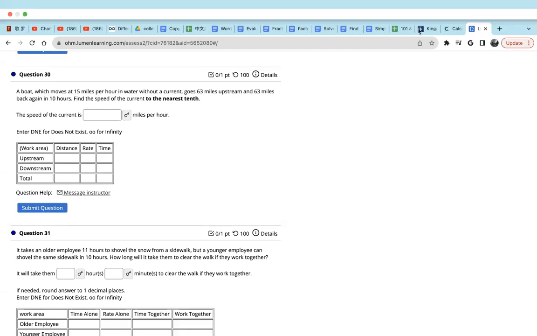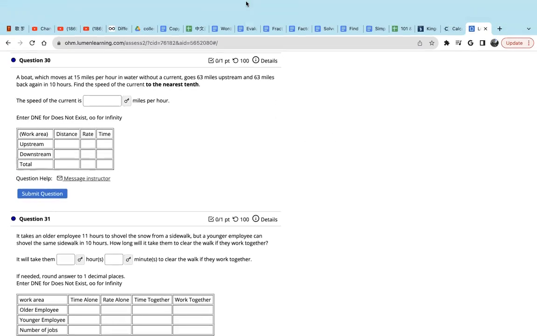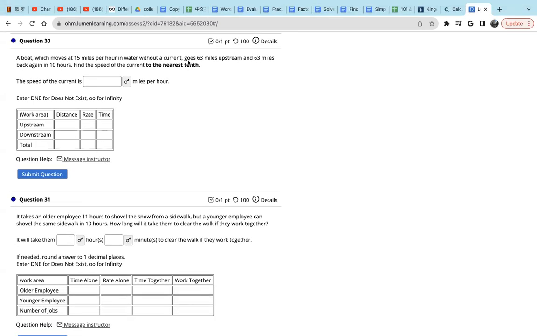Okay, let's come back to question 30. The video was stopped somehow. So let's fill in the numbers. So we know upstream 63 miles, downstream also 63 miles. Let's call the speed of the current V, because usually we use V representing speed.